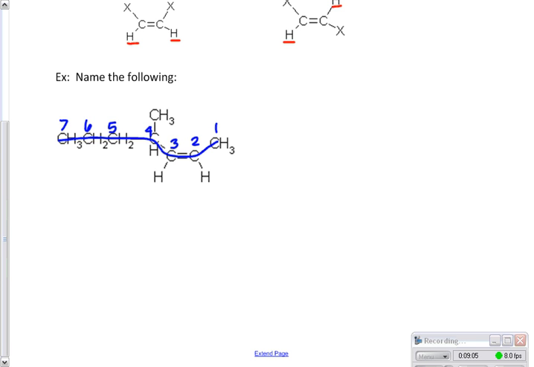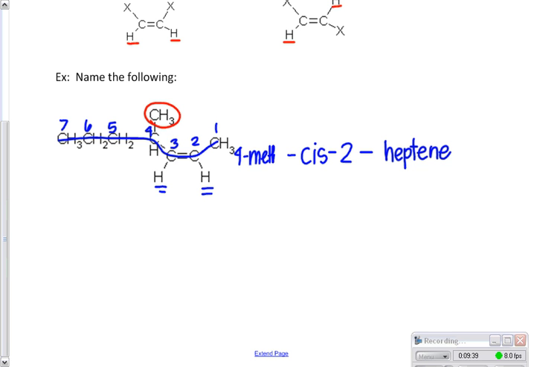Now, if you look at the parent chain, we have a methyl group hanging off of that carbon there. The parent chain had 7 carbons, so we would start with that prefix hept. And since it has a double bond, we would change the ending to ene. That double bond lives between the 2 and 3 carbon, so we will call it 2-heptene. And because these H's are on the same side, we would say cis 2-heptene. And lastly, we have a methyl group hanging off the 4 carbon. So we would say 4-methyl cis 2-heptene.